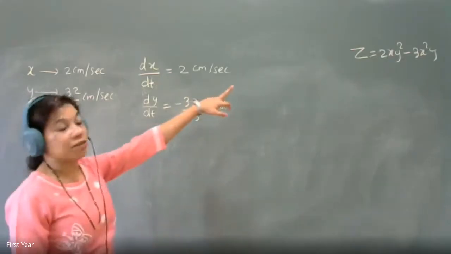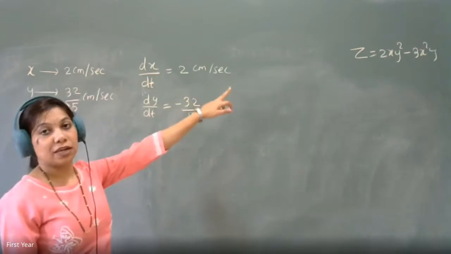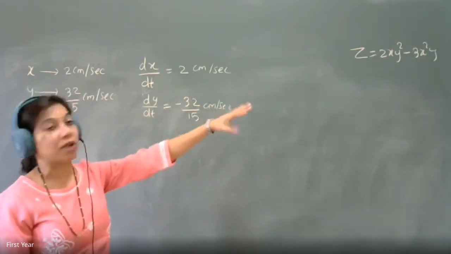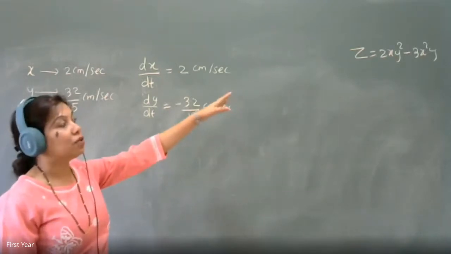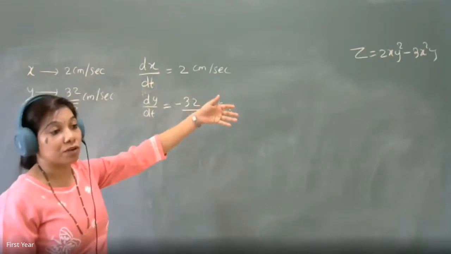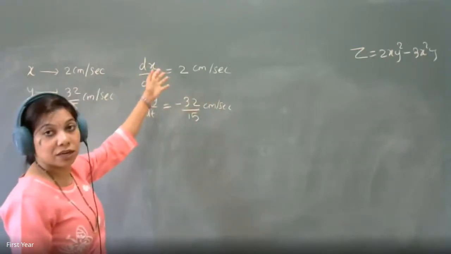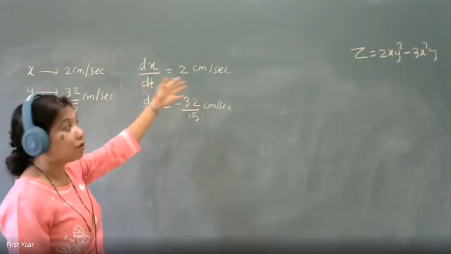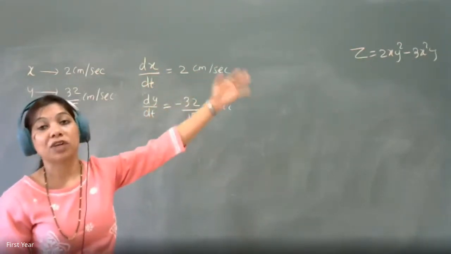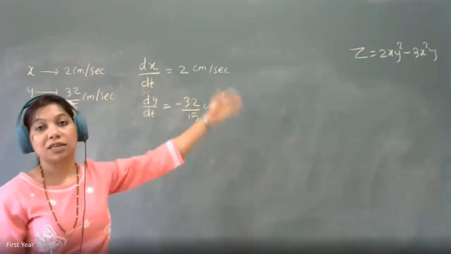You are given z as a function of xy. Z is a function of xy, which is some relation, 2xy square minus 3x square y. This is your relation. That means you are talking about a function which maybe is a motion function because they are saying rate. So there is a speed. So the rate at which z is changing obviously will depend on the rate at which x is changing and y is changing. Z is a function of xy.